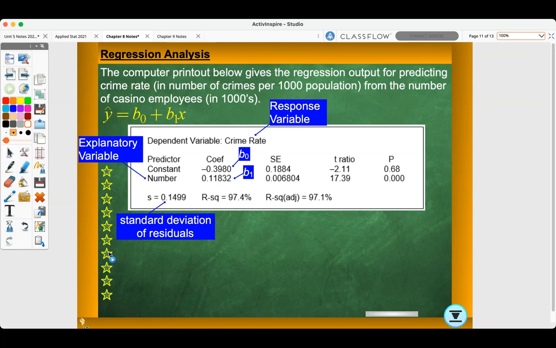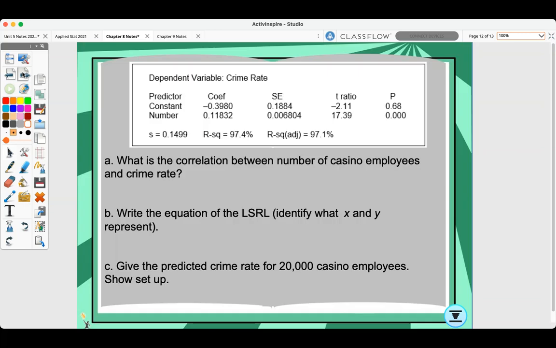This is the standard deviation of the residuals. This is obviously R squared because they have RSQ there. And we don't use this value here. And we'll come back to all of these eventually. So we're just going to use this information over here. We're going to ignore the right side for now. So here we have our information.